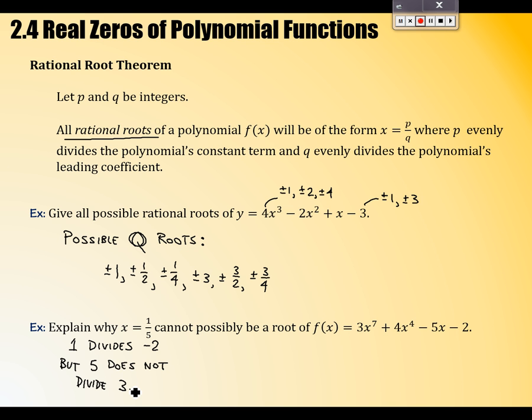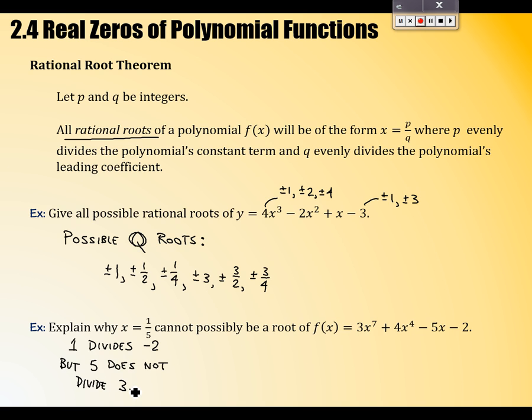What is q? What is p? p is the numerator and q is the denominator of our possible rational root. p evenly divides the polynomial's constant term, and q must evenly divide the polynomial's leading coefficient. So what's your p and your q? Well, your p is maybe 2, and your q is maybe 1, is what you're saying? So if that's true, then it must be the case that p, 2, divides into -3, which it doesn't. Does that make sense?